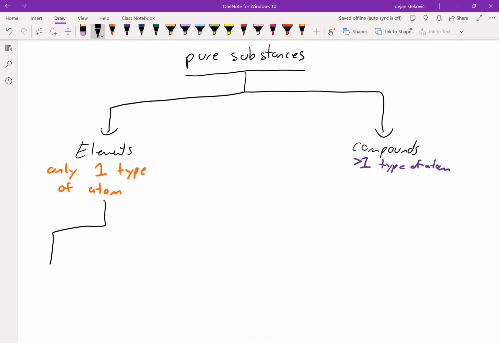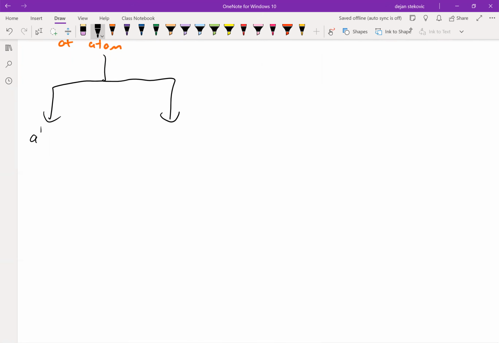So for elements, we could classify them either as atomic. And so with atomic, it's just one atom that's by itself. And generally, the atomic elements are our noble gases. So remember, they don't want to bond with anything. They've already got 8 valence electrons. They're good, right? So the examples there are helium, neon, argon, krypton, and so on and so forth.